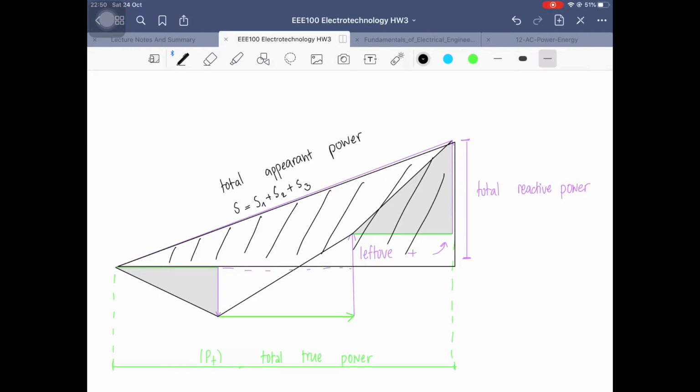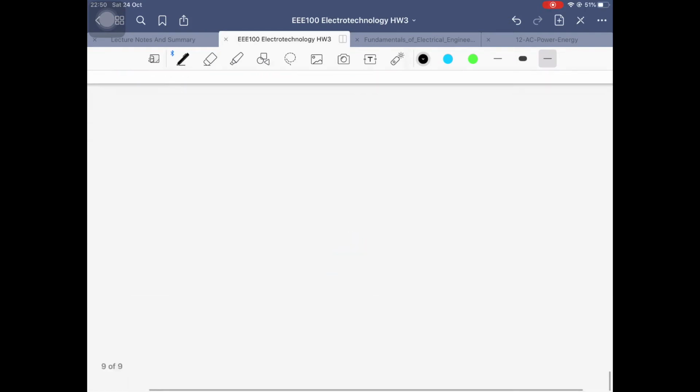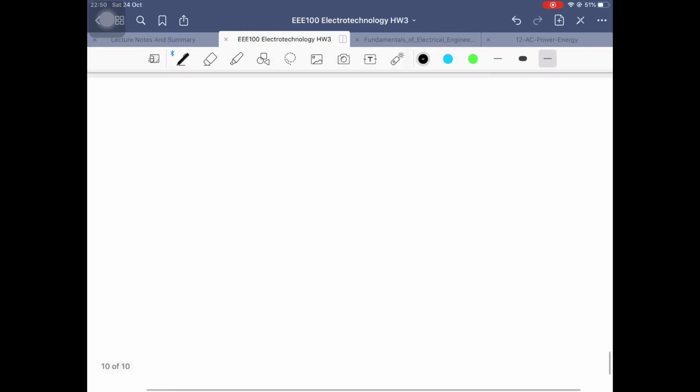Okay, yes. So I will show you another example to make sure you know how to really draw the power triangle like that. So here we have another example.